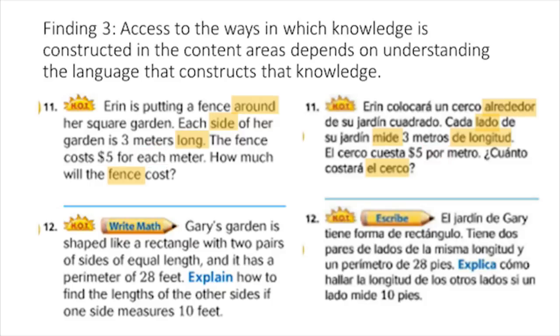Also notice that we have in the sentence, the fence costs $5 for each meter. In the Spanish version, it says por metro. So it doesn't say por cada metro, which would be each. And instead, por, these students would have to understand that por means per here, and not by, and not for, which are some of the other translations of that preposition.